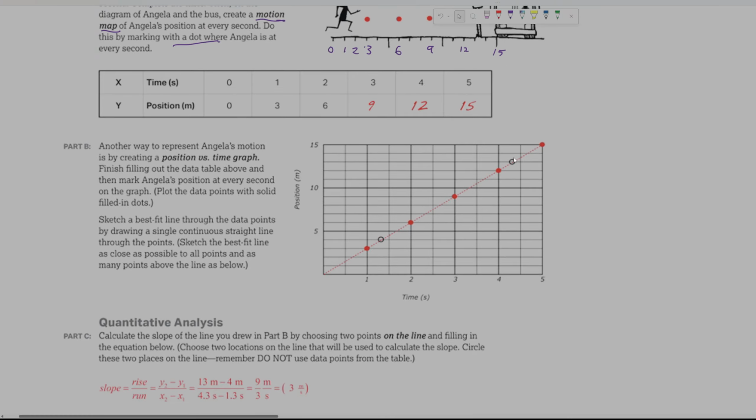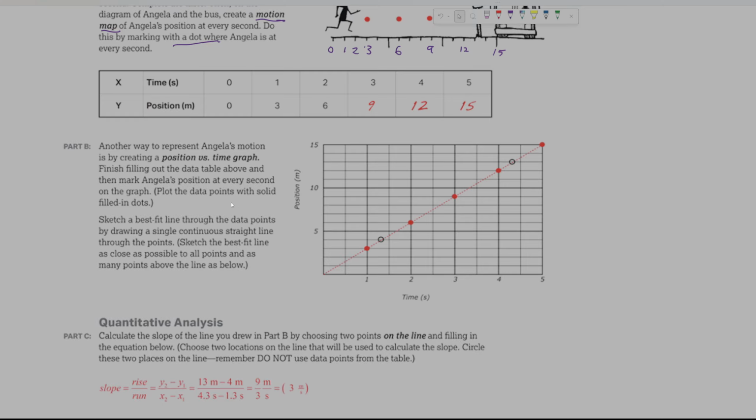Part B, another way to represent Angela's motion. See, there's multiple ways to represent motion: with a mathematical equation, with a motion map, all sorts of things. In this case, it's what we call a graphical diagram, or a position versus time graph. So finish filling out the data table above, and then mark Angela's position at every second on the graph.